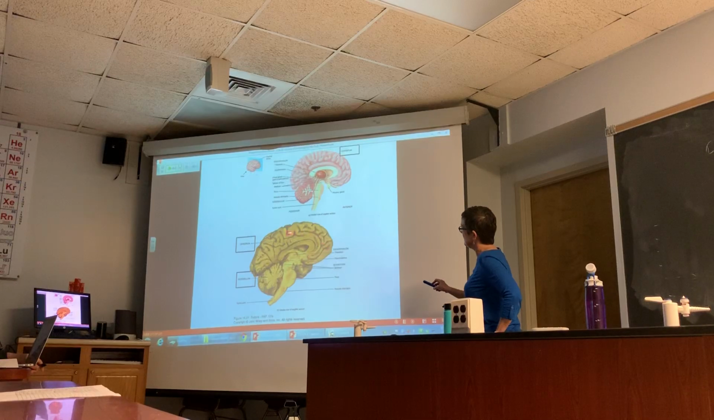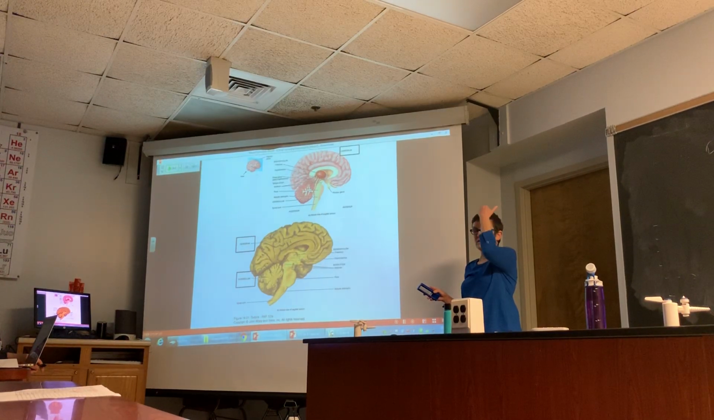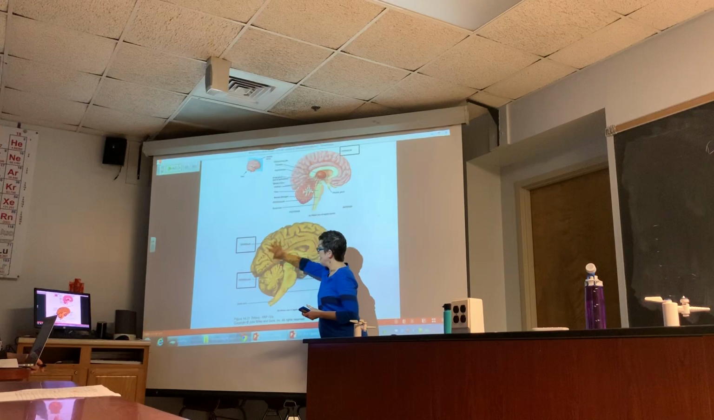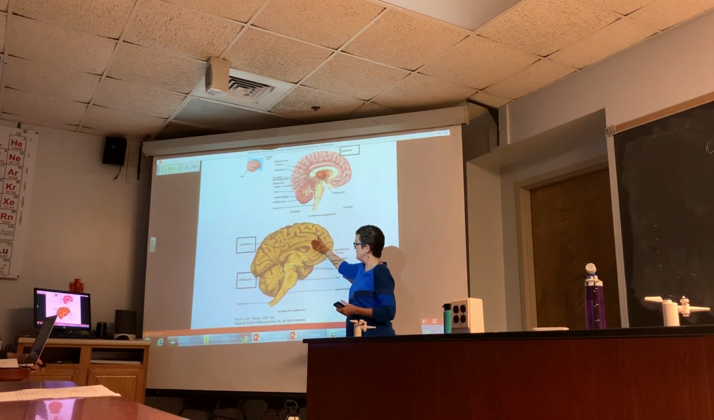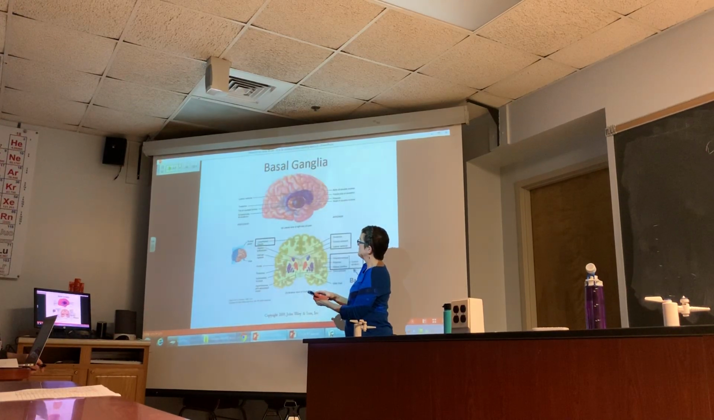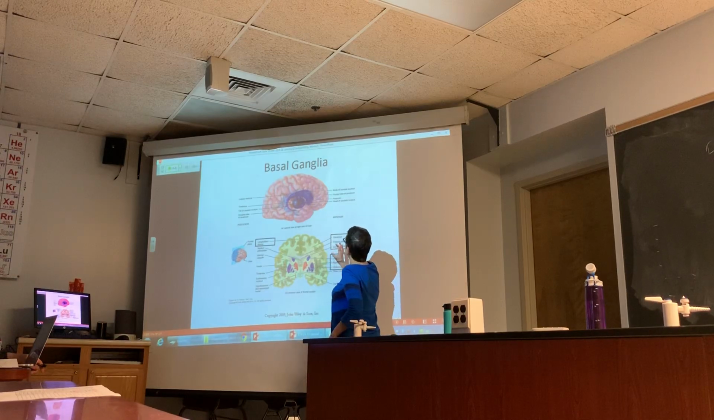What you're seeing here is all gray matter, because the gray matter, the cortex, extends even into the longitudinal fissure. Remember the fissure that separates the two hemispheres? The gray matter and gyri and sulci all extend deep into the longitudinal fissure. The only way to see the basal ganglia, because this is gray matter, is to go deeper into the brain.